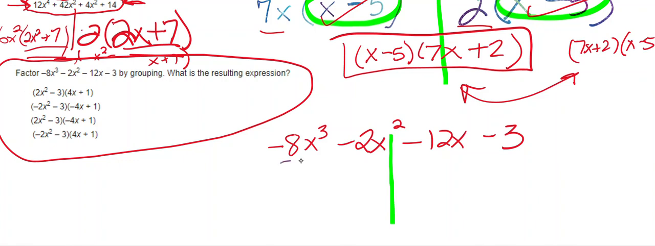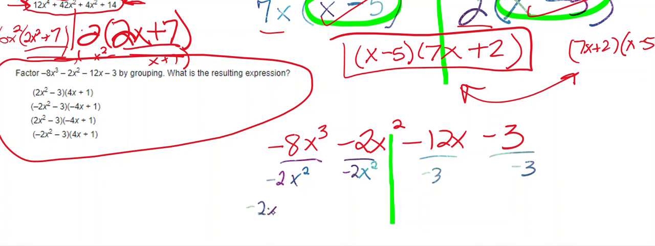Now we're looking for the greatest common factor for each group. Here we've got x cubed and x squared. You want to look at numbers and variables. So you've got negative 8 and negative 2 are both divisible by negative 2. x squared and x cubed have at least 2 x's each. So I know that's the greatest amount they have in common. And then you've got negative 12 and negative 3 are both divisible by negative 3, but they do not both have an x.